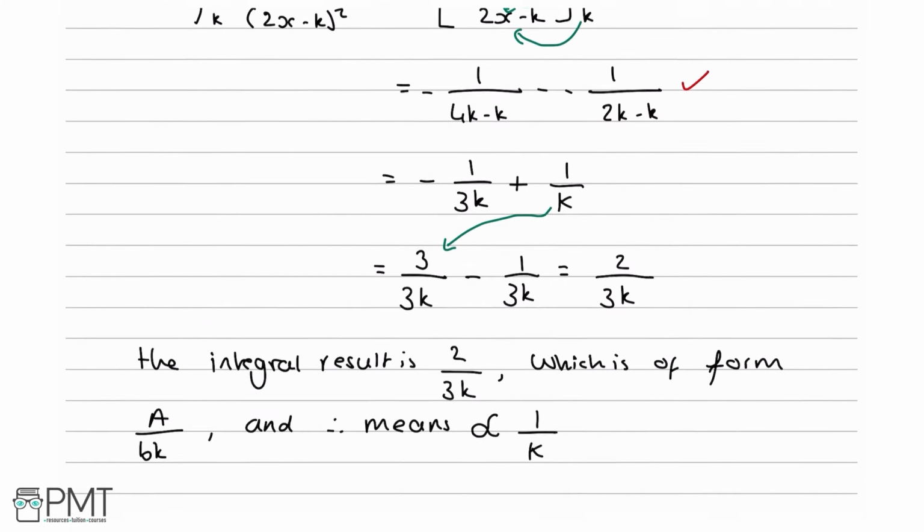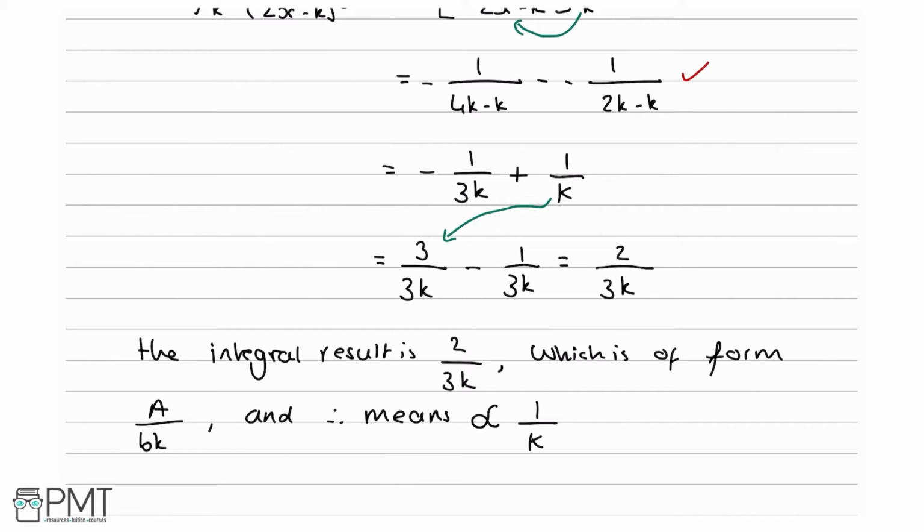Your third mark comes from getting that the integral is 2 over 3k, like this, and being aware that this means it is inversely proportional. Okay, so the mark scheme has put that in brackets, which means it's not technically required, but concluding it and saying, yep, this means that it is inversely proportional to k, or having this symbol here, is a good idea.